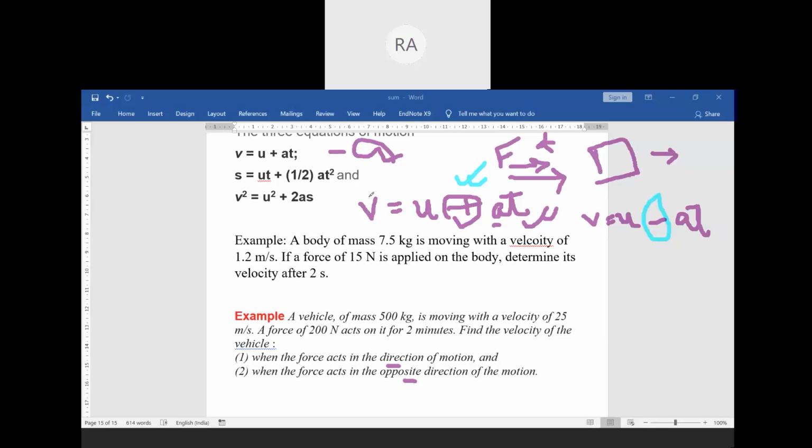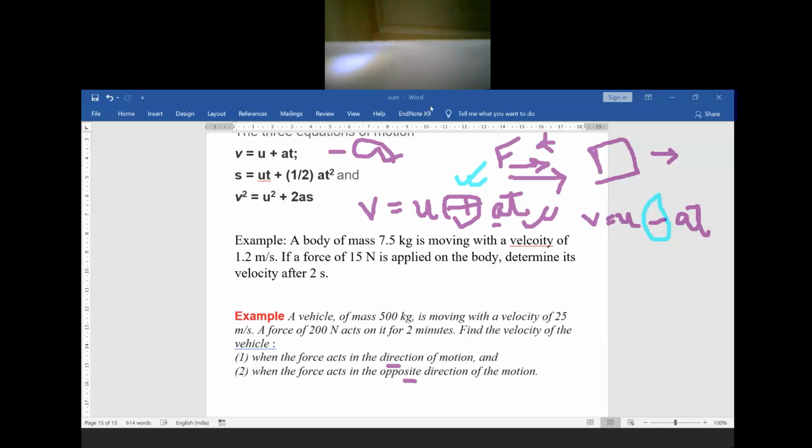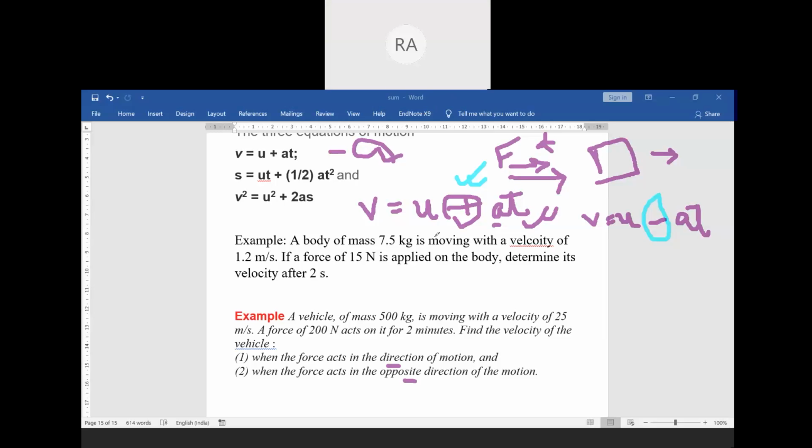Sir, doubt, sir. Acceleration will be negative, sir, when opposite. Better you ask in English because everyone will understand. What did you say? The velocity will be negative. Sir, if acceleration is negative, then velocity will also be negative, sir. No. Acceleration is negative, then how can velocity be negative? If acceleration is negative, the velocity is moving in the other direction, na? Yes, sir. I mean, the force is acting in the other direction.